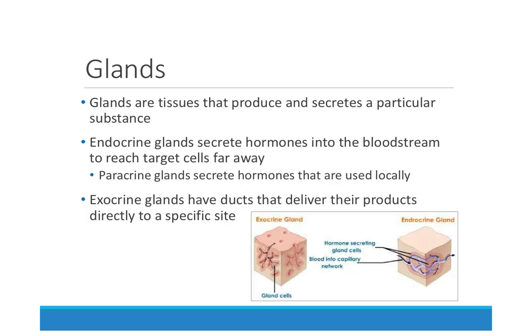When we talk about the endocrine system, we're going to be talking about glands, and glands are tissues that both produce and then secrete, or send out of the cell, a particular substance. We're focusing on endocrine glands in this system, and these are the ones that secrete hormones into the bloodstream to reach target cells far away. Paracrine glands are the ones that secrete hormones for the nearby cells, which move through the interstitial fluid or the extracellular fluid. And we've already mentioned exocrine glands, which have ducts, like your sweat glands, that deliver their products directly to a specific site.